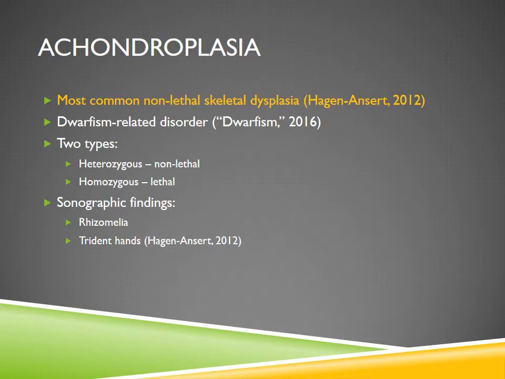Through the use of ultrasound, we would find that the fetus would suffer from rhizomelia and trident hands. Rhizomelia is the shortening of the proximal bone segments. Trident hands is defined by short proximal and middle phalanges.